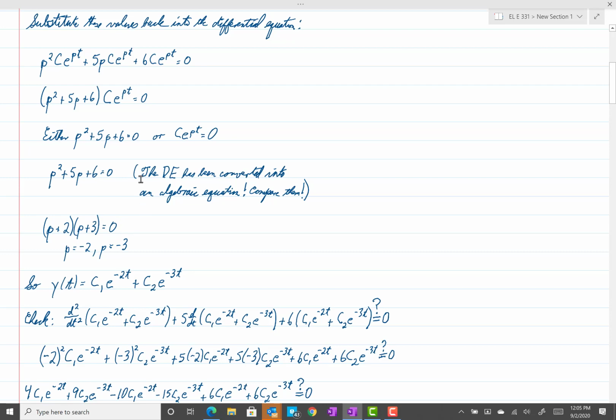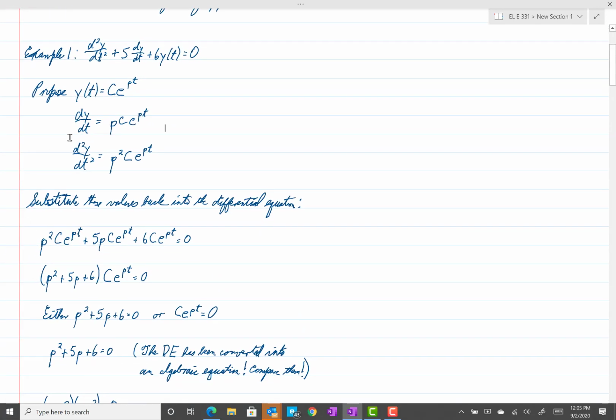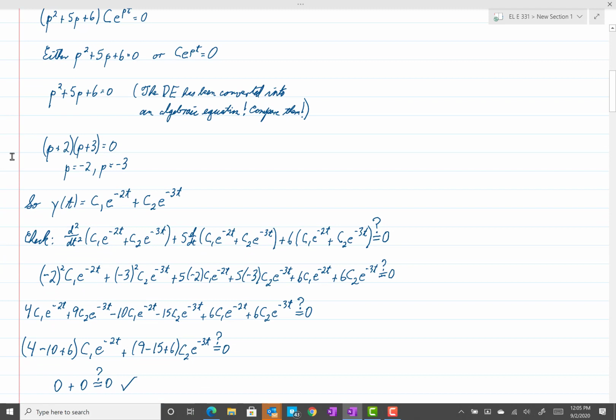Now remember, what we proposed up here was y is equal to ce to the pt, and so since we have two possible values for p, we have -2 and -3, then we'll have two terms here in the solution. Y of t equals c1 e to the -2t plus c2 e to the -3t. And you should not be surprised at all that we have two solutions, because this is a second order differential equation. If it were a third order differential equation, we'd have three terms. A fourth order differential equation would have four terms. First order would have just one term.